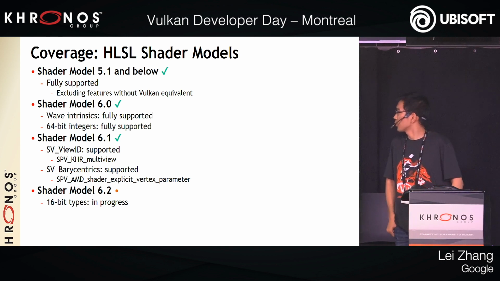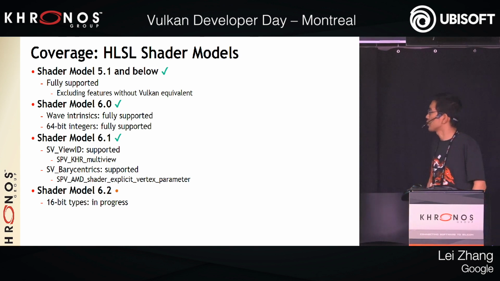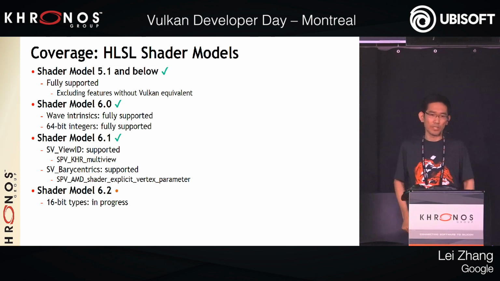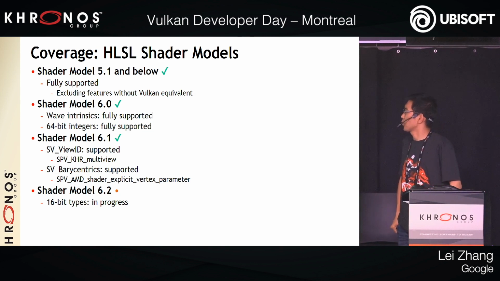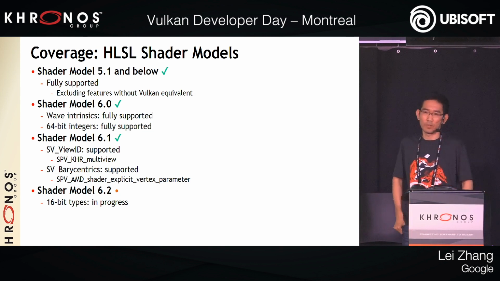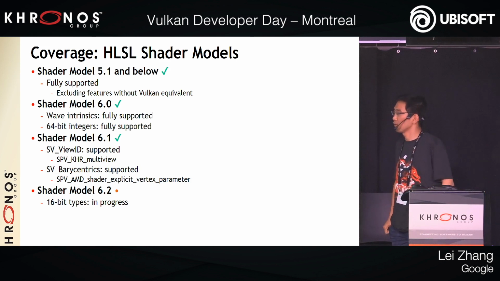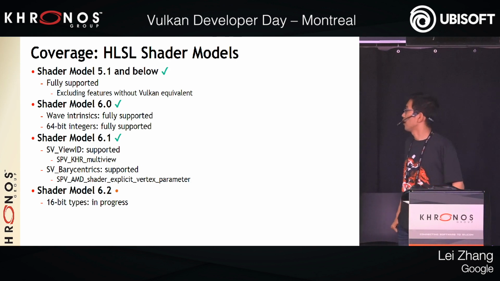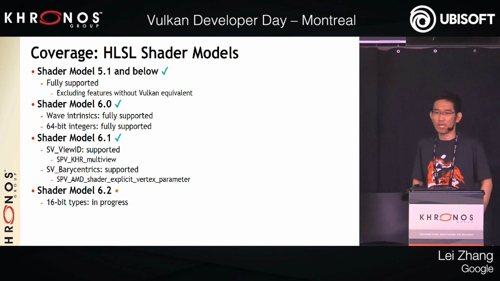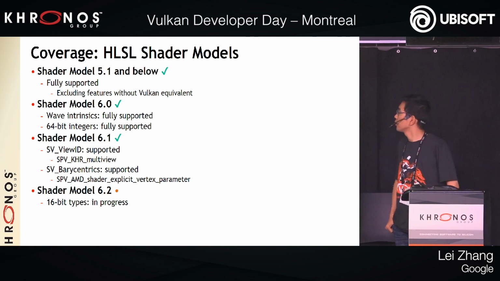So on to feature coverage. On the HLSL shader model side, we have fully covered shader model 5.1 and below, except those features that are not translatable into Vulkan. 6.0 introduces wave intrinsics, also known as wave-ops, and also 64-bit integers. We have already fully covered that.